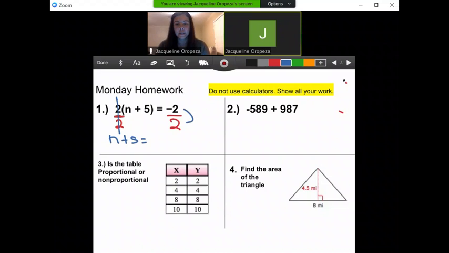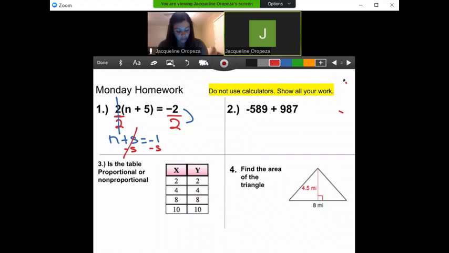and then focus on this side. We have -2 divided by a +2. That gives us -1. Our n is still not by itself, so we have to get rid of that 5, and we get rid of it by subtracting 5 to both sides.